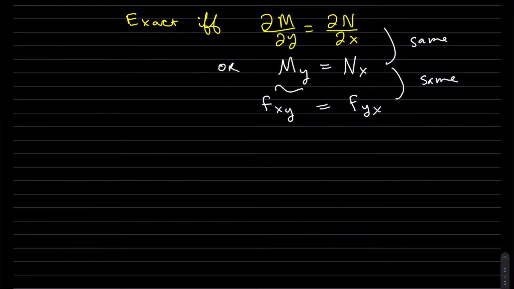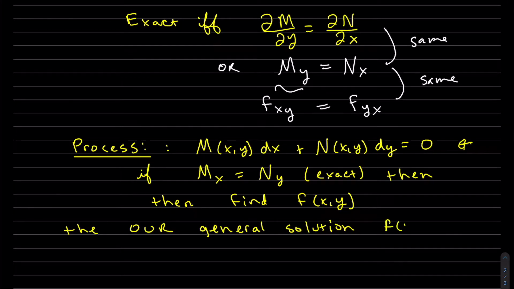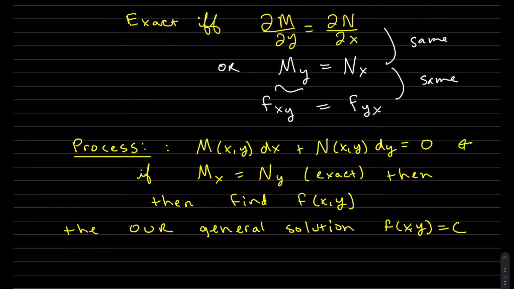So here's the process. Here's our differential equation. If it's exact, then we find f of x,y, then our general solution is f of x,y equal to a constant. That's the whole process.